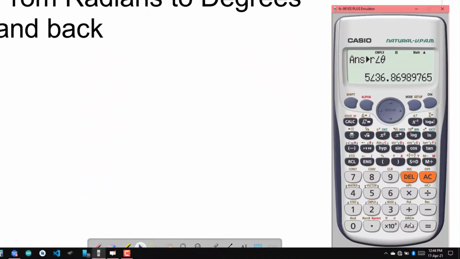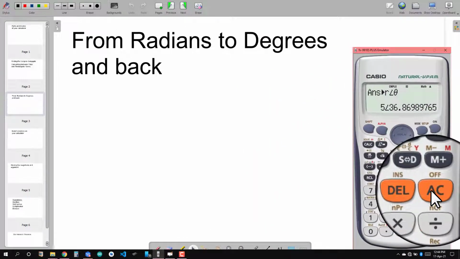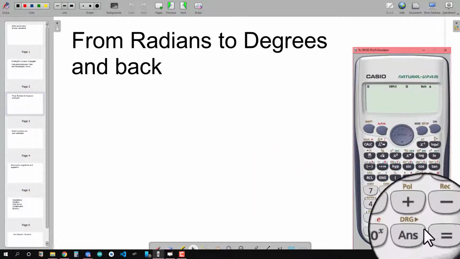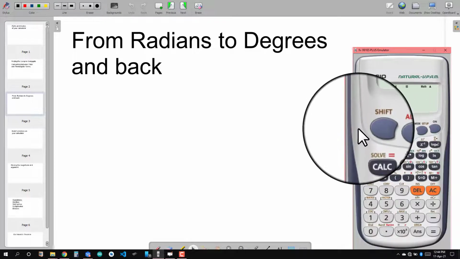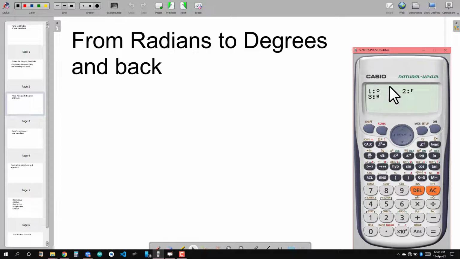So on top of the answer key, you can see DRG. This gives us various units of angles. So we go to shift, because it's in yellow, we can access it using the shift key. So shift answer will show us the DRG. So D was for degrees, R is for radians. So if we press 2, it gives us R, meaning that whatever angle we enter before this is in radians.